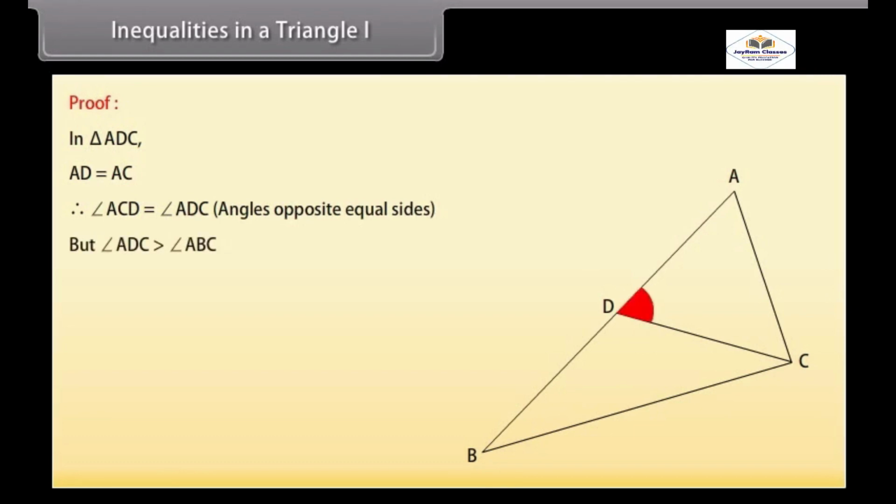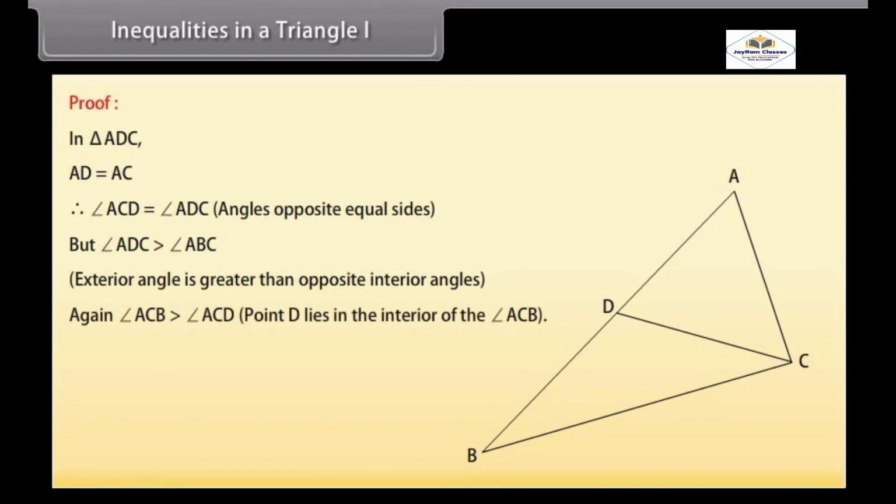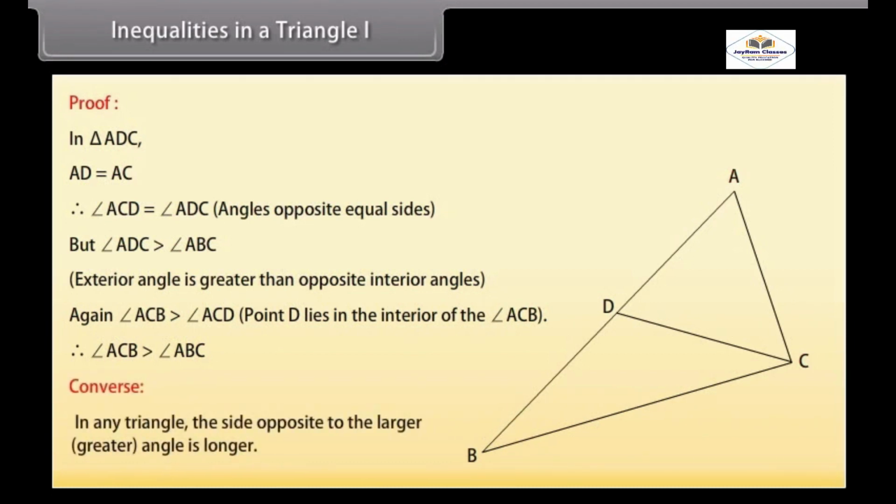But angle ADC is greater than angle ABC because exterior angle is greater than opposite interior angles. Again, angle ACB is greater than angle ACD because point D lies in the interior of the angle ACB. Therefore, angle ACB is greater than angle ABC. The converse of this theorem is also true, which states that in any triangle, the side opposite to the larger, greater angle is longer.